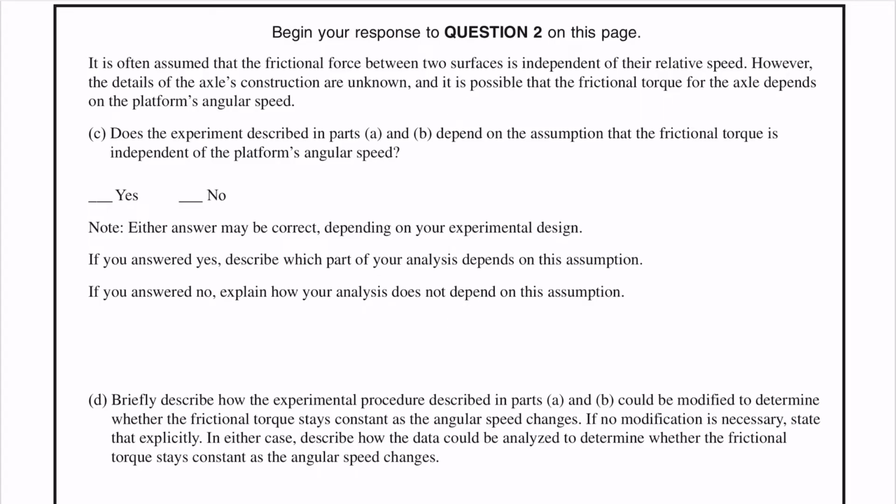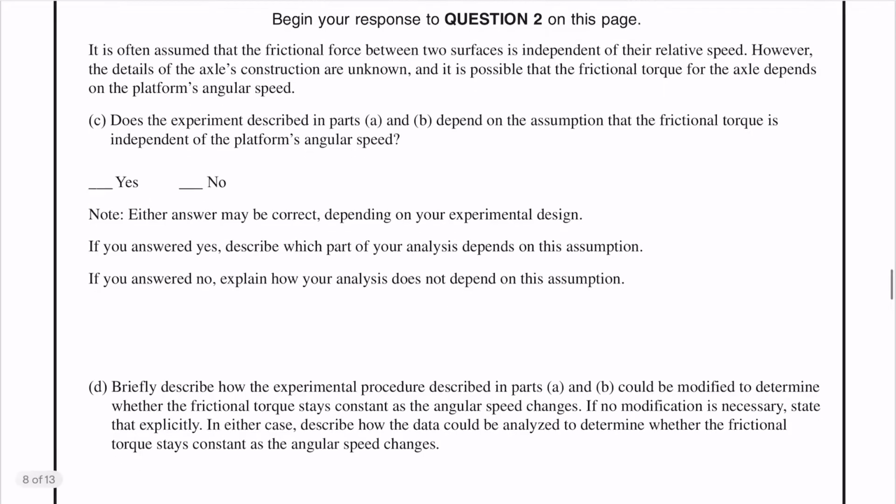Are we actually measuring this in our experiment above, or are we not? Are we assuming constant acceleration? Yes or no? Now, either answer, yes or no, could be correct depending on whether or not it's true for your experimental design. If you answered yes, describe which part of your analysis depends on this assumption. If you answered no, explain how your analysis does not depend on this assumption.